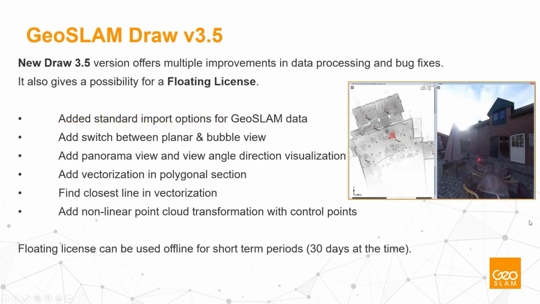GeoSLAM Draw 3.5 comes with multiple improvements and changes to processing and handling the data. There are quite a lot of improvements in how the panel images are handled and displayed, and how the different modes are switched and used by a user. There's a good bunch of improvements in vectorization, snapping to the closest line, a couple of things that will be useful in vectorization. We are also offering a floating license from this version, which allows using Draw offline for 30 days. After that, the user has to connect to the internet to reset the time.